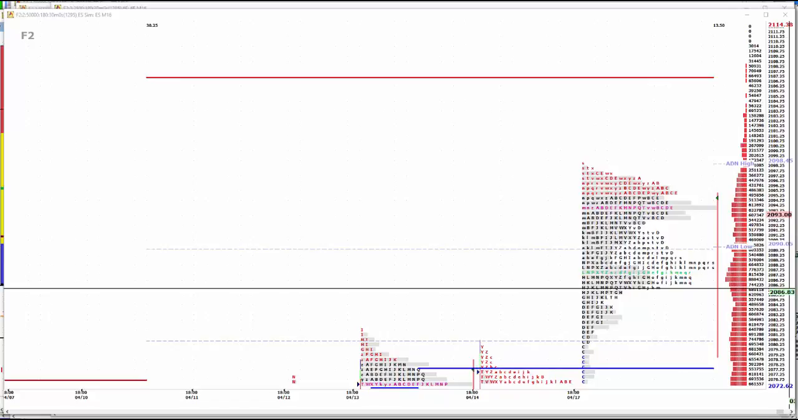Structure, profile, splitting for new moves or new distributions really can help you improve your trading and improve your trade location, but most of all, keep you on the right side of the market.